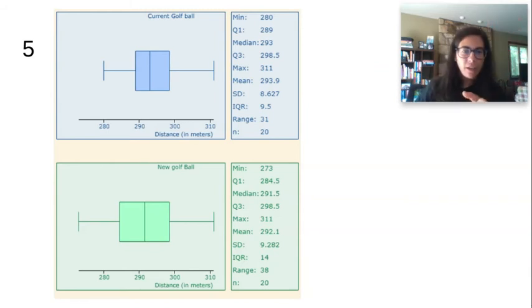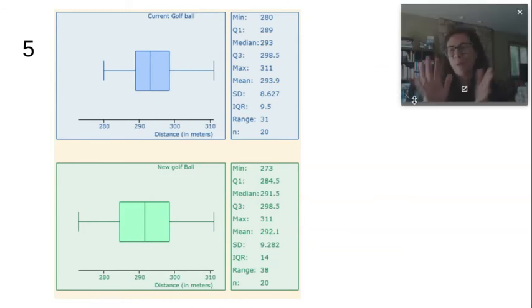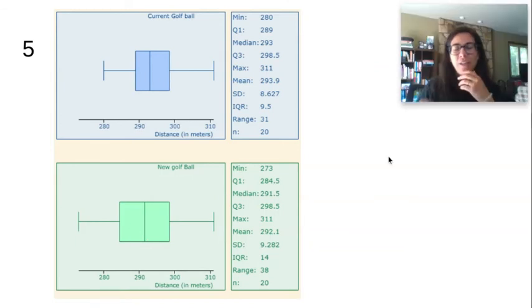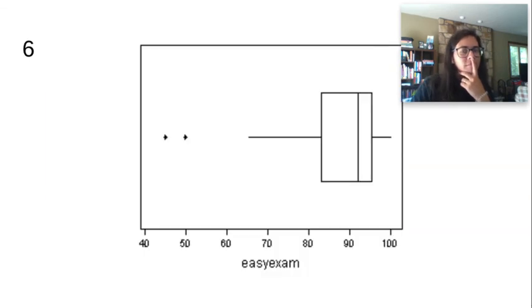Center behavior: you can comment and say that the current golf ball actually has a very, very slightly higher median, or center, which is this line here. And then shape: this is obviously more symmetric, but both of them are kind of on the symmetric side.